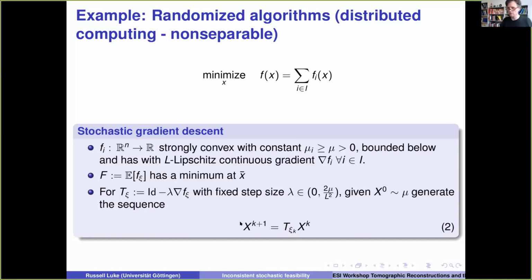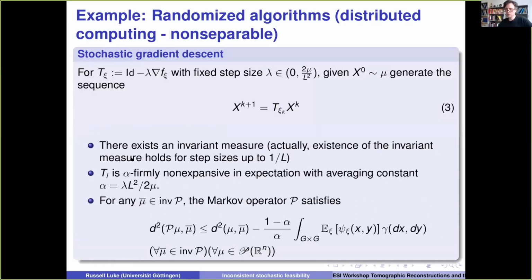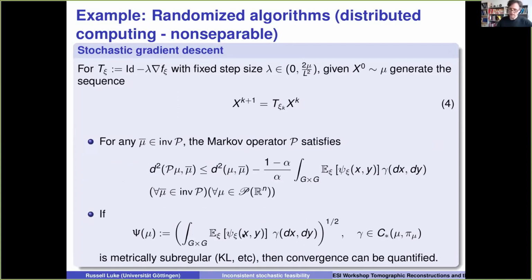Then this will be how you generate your random sequence, and we can conclude that there exists an invariant measure for all step sizes bounded above by 1 over L, and that these random mappings are all alpha firmly non-expansive in expectation. And you can compute what that averaging constant is. It depends on the modulus of strong convexity, the Lipschitz constant L, and your step length. We also can show that the Markov operator satisfies alpha firm non-expansiveness in the space of measures. If in addition we have metric subregularity of the measure transport discrepancy, then you can quantify convergence of these methods.